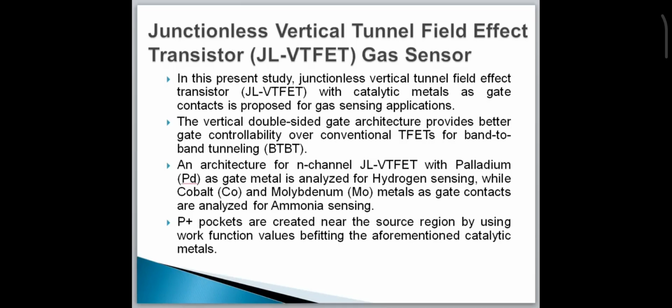for gas sensing application. The vertical double-side gate architecture provides better gate controllability over conventional TFET for the band-to-band tunneling mechanism. An architecture of n-channel junctionless vertical tunnel field effect transistor with palladium as gate metal is analyzed for hydrogen gas sensing, while cobalt and molybdenum metal as gate contact are analyzed for ammonia gas sensing. P plus pockets are created near the source region by using a work function value befitting the aforementioned catalytic metal.